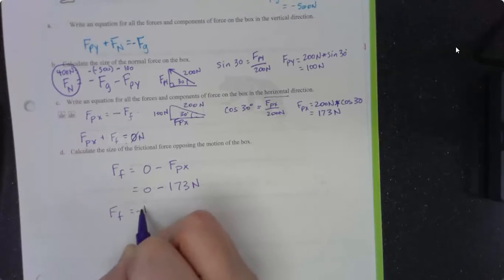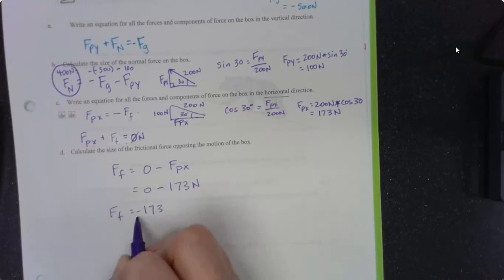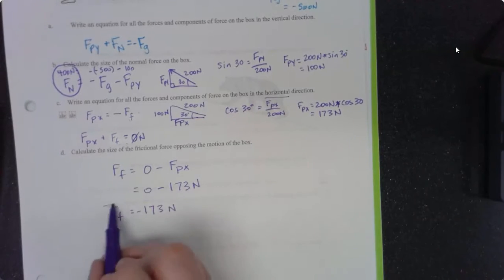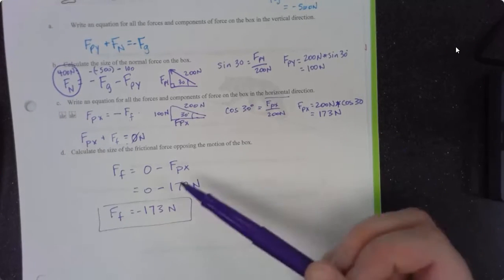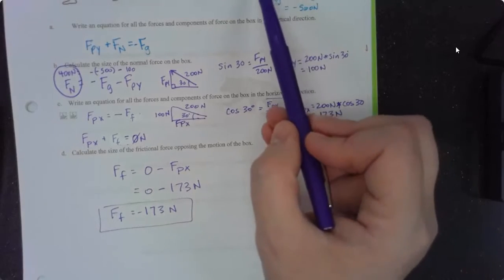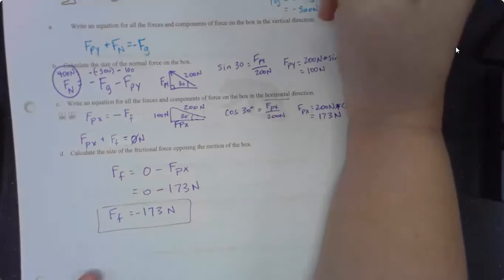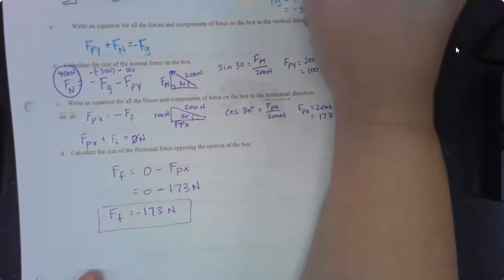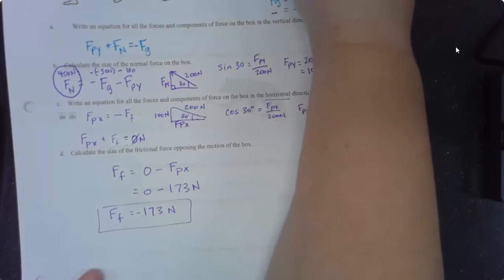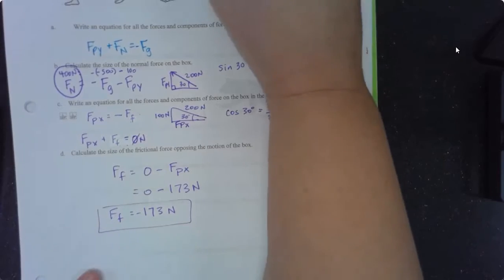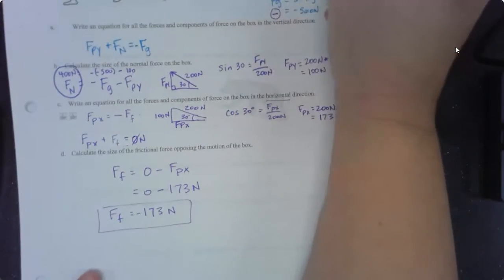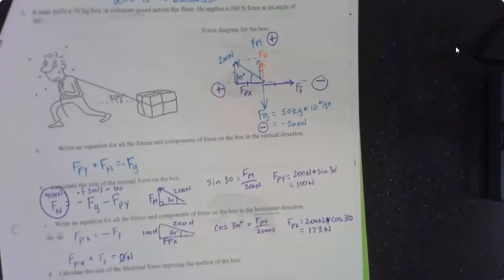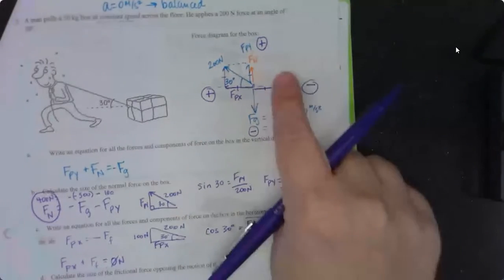Has to be equal to minus 173 newtons, and the reason for that is because it's got to have the opposite sign of whatever's here. So the way that this actually worked out, this side ended up being negative, this side was positive, this was negative, and this was positive.